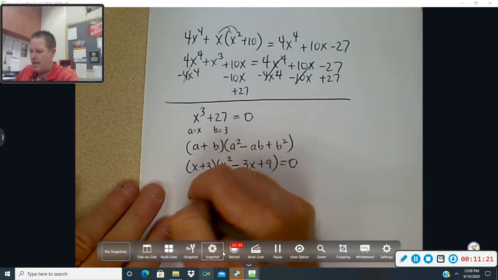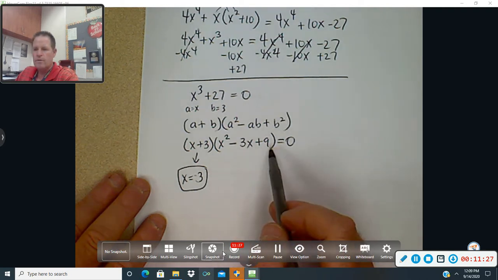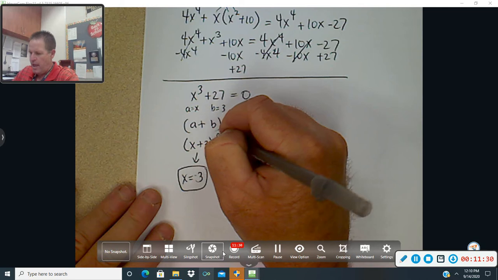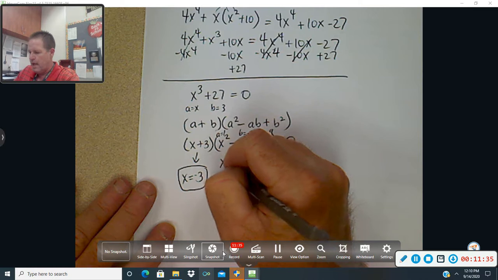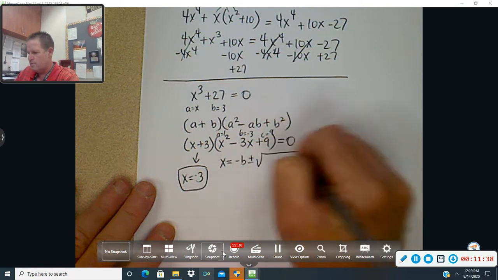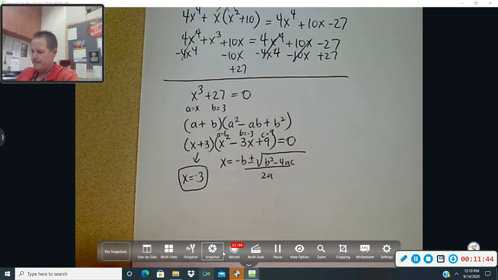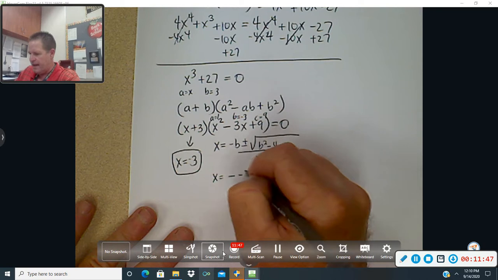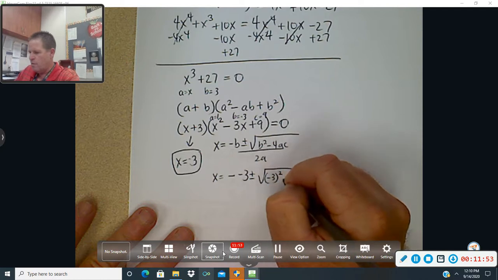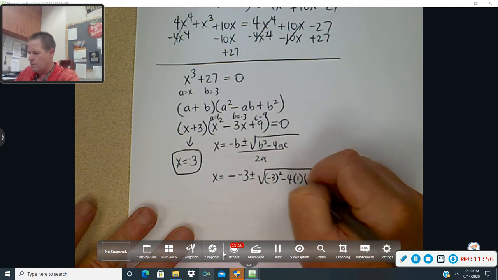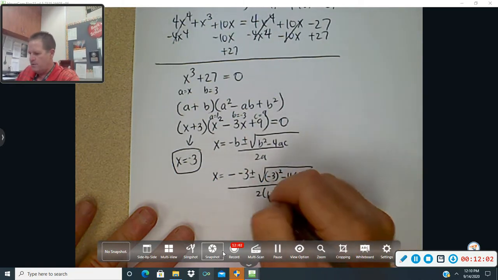Now we know out of this one we get x equals negative 3, no more work there. And we know the back is unfactorable, so you have to do quadratic formula. Your a is going to be 1, your b is going to be negative 3, your c is going to be 9. We're going to put it into x equals negative b plus or minus the square root of b squared minus 4ac all over 2a. Okay, so x equals negative negative 3 plus or minus the square root of negative 3 squared minus 4 times a is 1 and c is 9, all divided by 2 times a. 2 times a is 2.